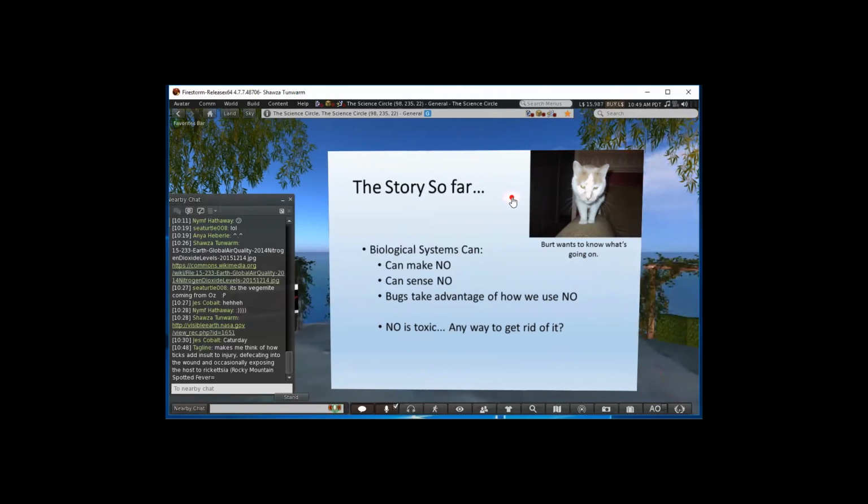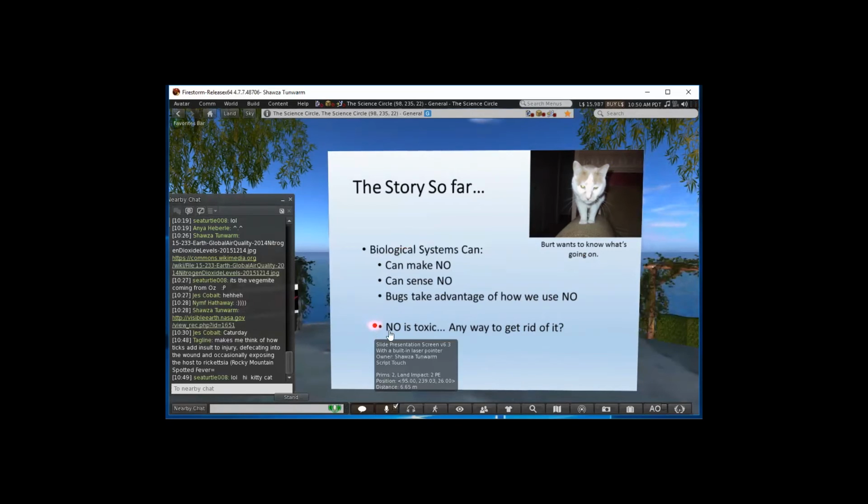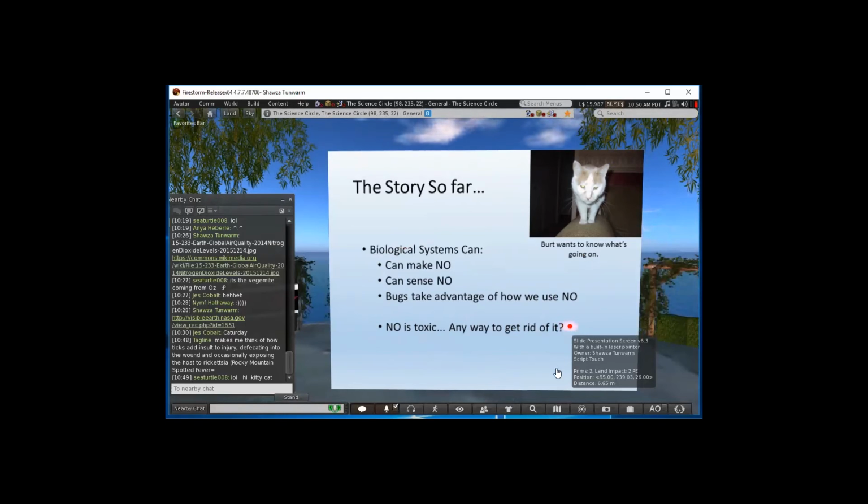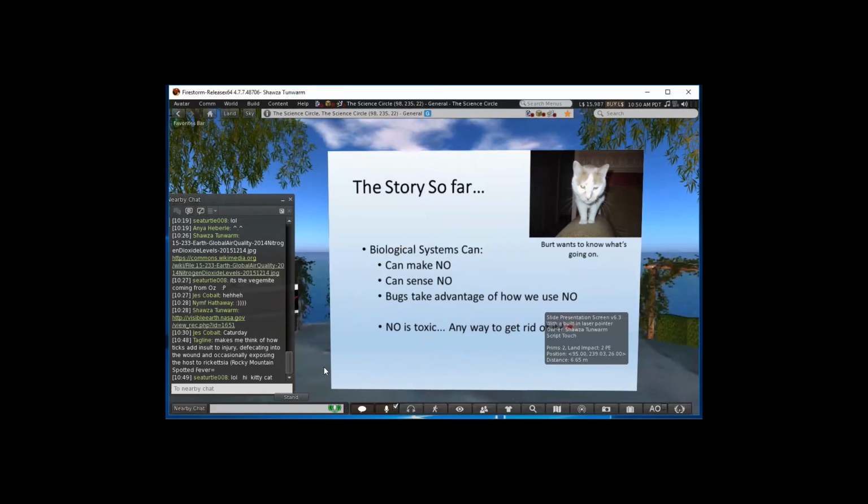The story so far is that biological systems can make NO, can sense NO, and that bugs can take advantage of how we use it. But you always have to remember the nitric oxide is fairly toxic to us. So we have to figure out how biological systems can manage it and get rid of it if it shows up in places where it's not supposed to be.